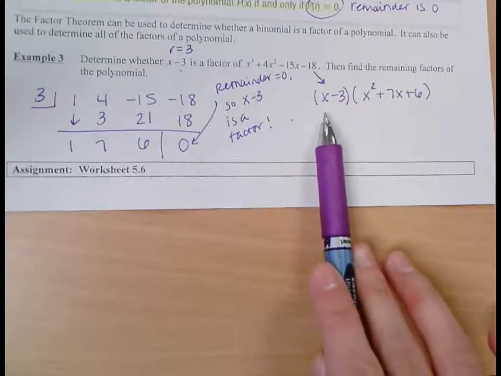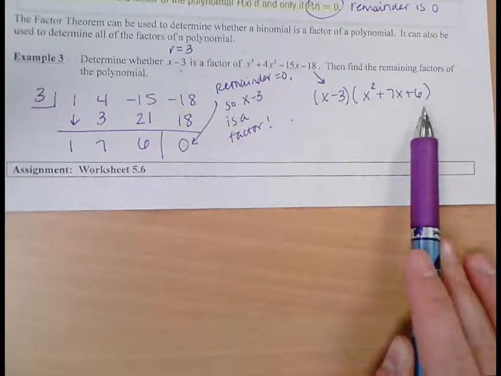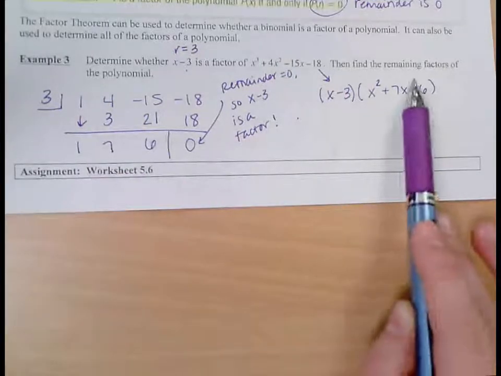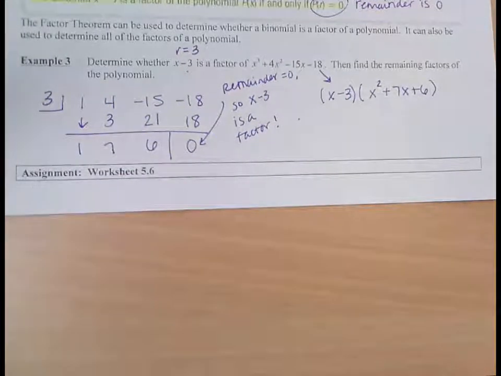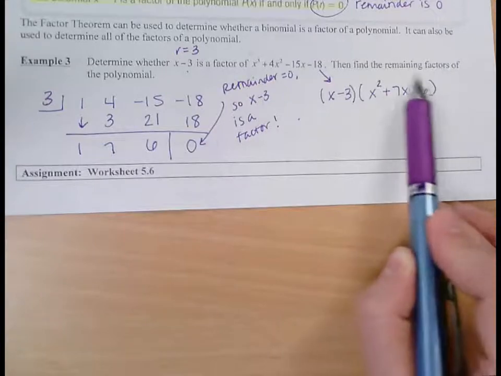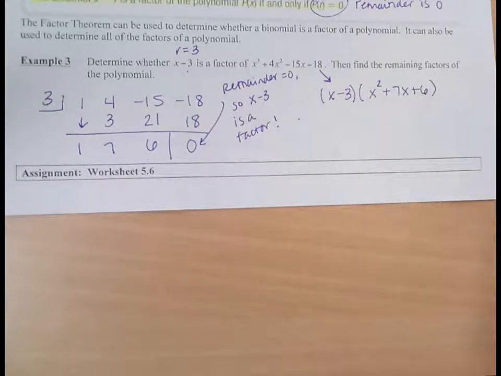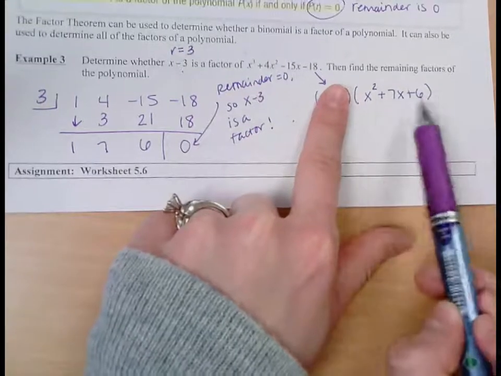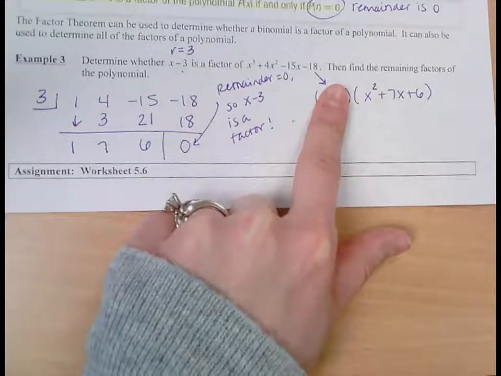Okay, and then either this is going to be your answer, or you have to make sure whatever your quotient was, in this case the x squared plus 7x plus 6, if you can factor that even further, you should. But if you can't factor it further, then this would be your answer. The remaining factor would just be your quotient. So I'm going to ignore the x minus 3. My quotient is a trinomial.